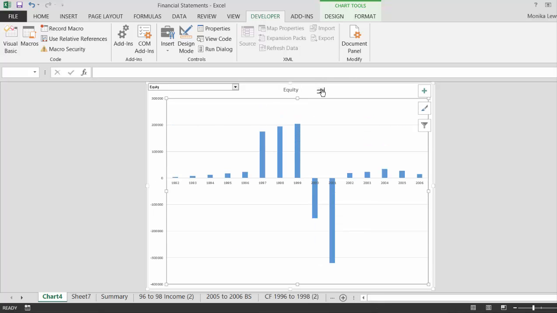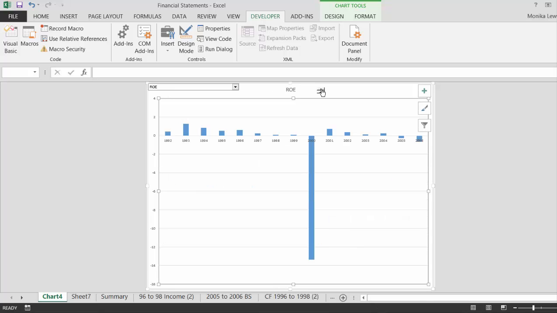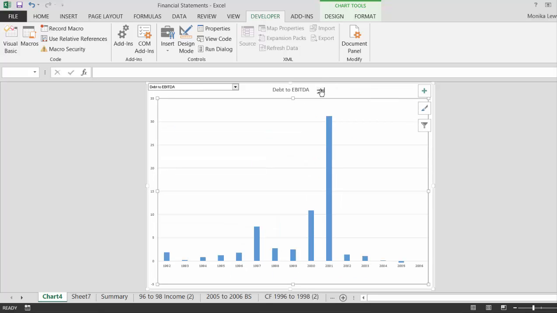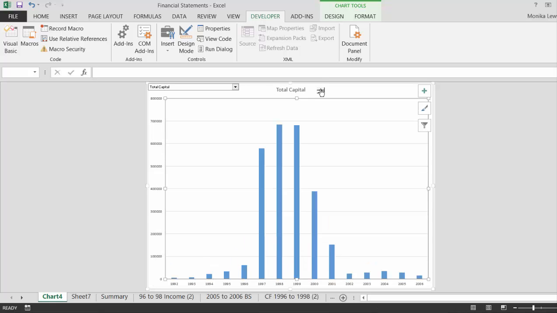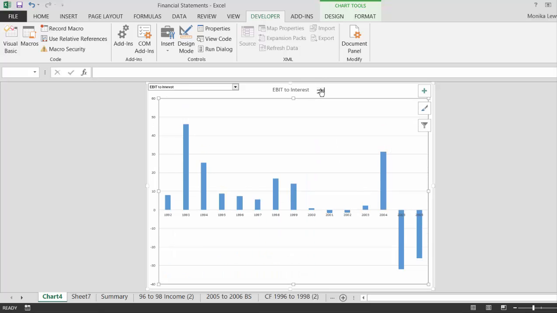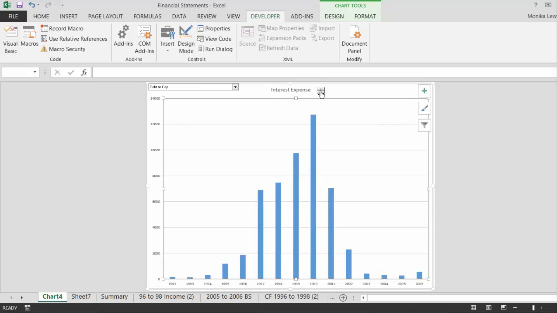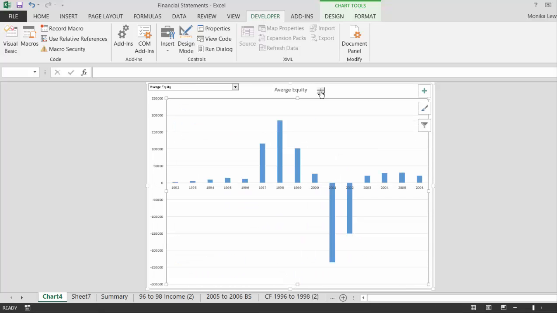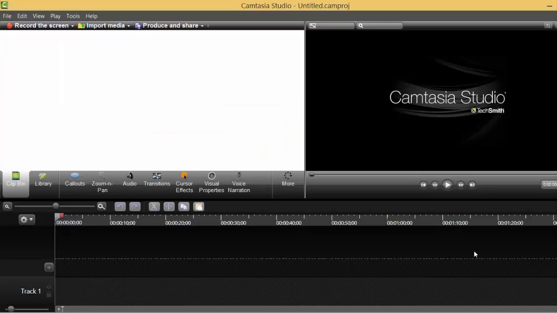And then we have the equity. Now, when you compute the average equity and the return on equity, perhaps we should take out this negative one here, but that tells you a lot less. And then here's the debt to EBITDA we were looking at. Okay, and the total capital, debt to capital, and interest, and the EBITDA, EBIT to interest. Okay, so that's how easy it is to make the graphs. And I think I'll save this one. Whoops.